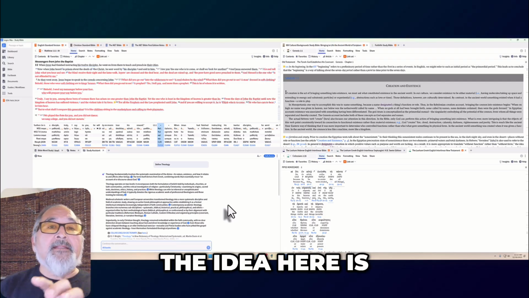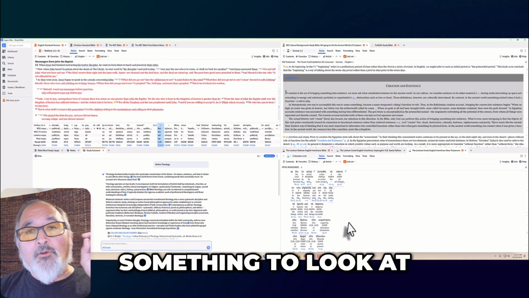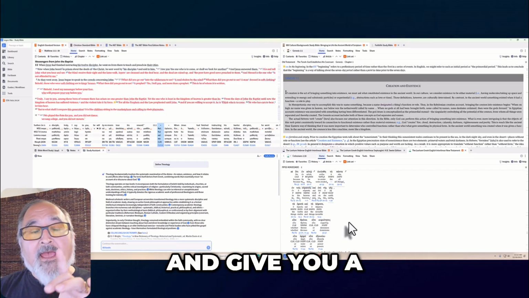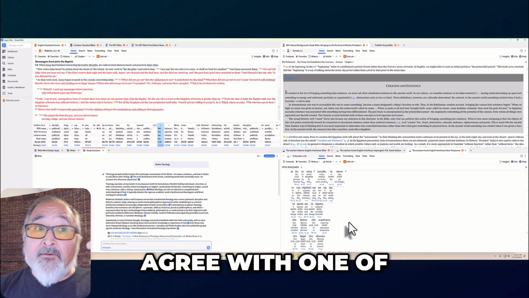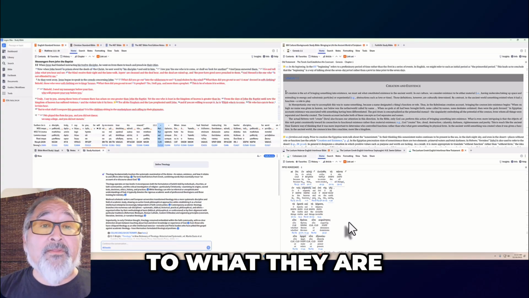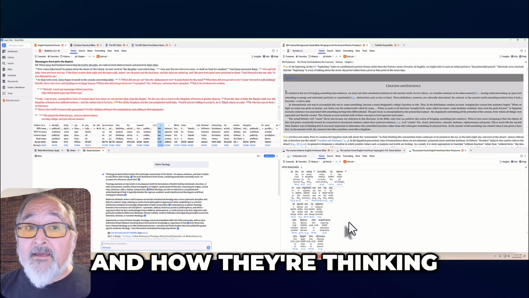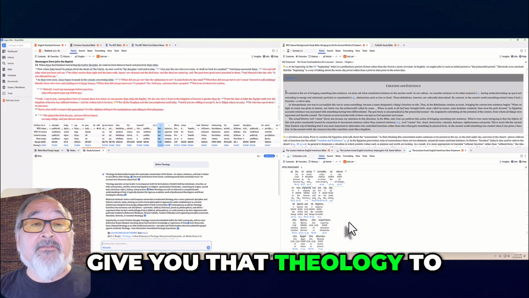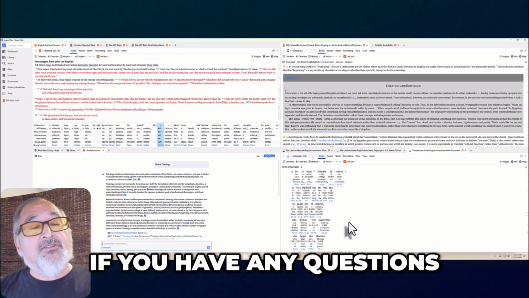So the idea here is if you're looking for somebody to look at specific things and give you a broad answer, and one that you can maybe agree with one of the answers in there, but the other ones hopefully open your mind to what they are and help you understand other Christians, right, and how they're thinking. That's the whole point of this, is to give you that theology to fall back on. So if you have any questions, let me know.